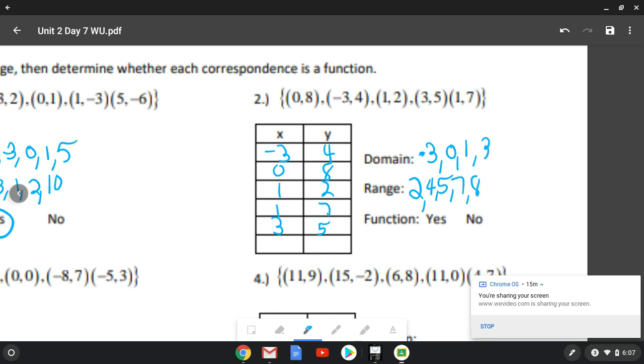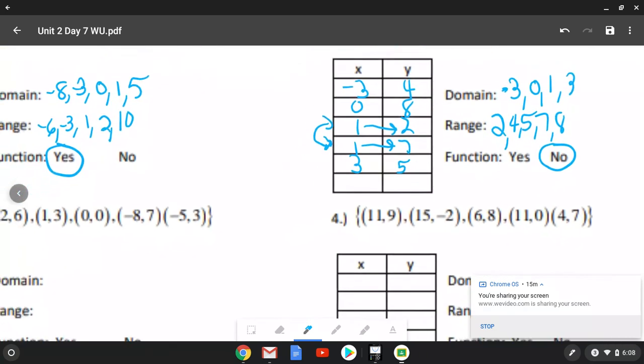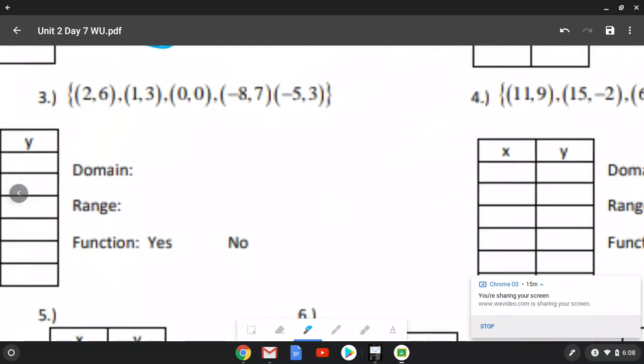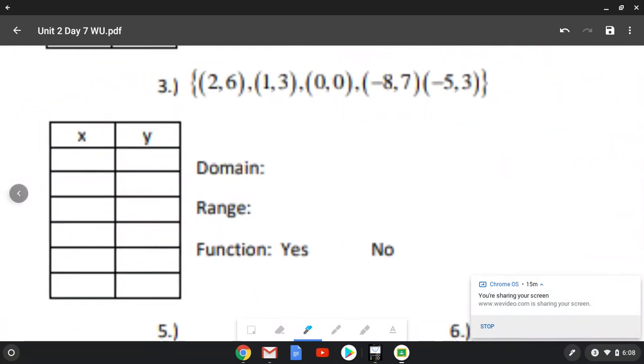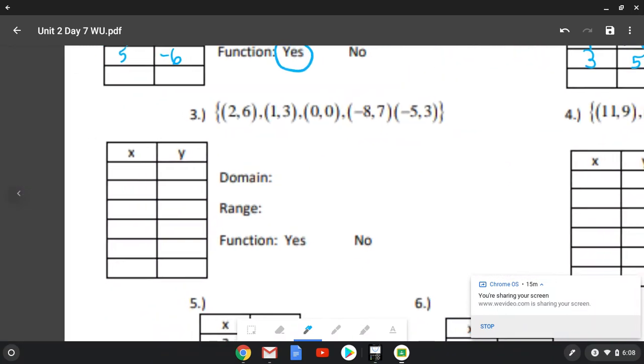Now we have to ask ourselves, is every input connected to only one output? Well, we have one that's connected to two different outputs, so that's an issue for us for our function. One is connected to the number 2, and one is connected to the number 7. So this would be no, it's not a function. Does not work. All right, so why don't you guys pause and try these next two on your own, and I'll do them quickly for you over here as well.